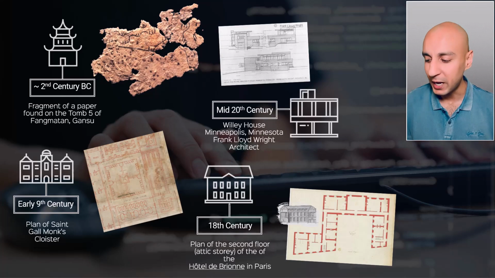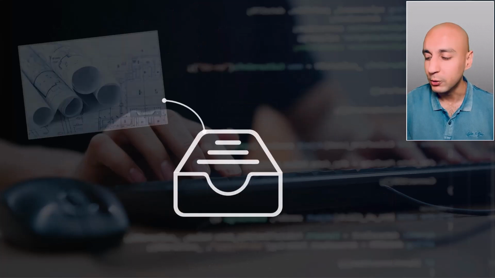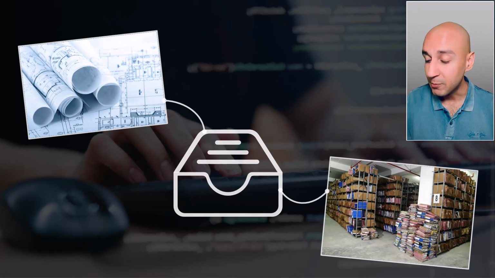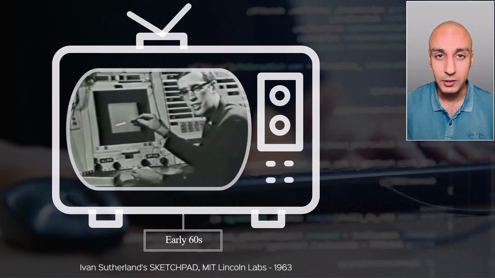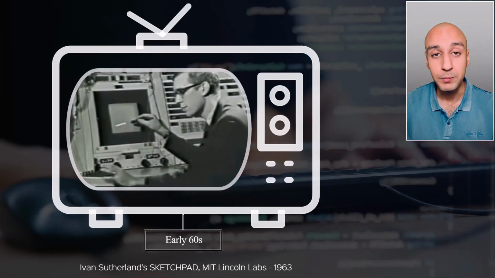It all starts with paper. Paper was the original design application. It's been used by engineers and architects to design infrastructure assets for centuries. It's the only way we knew how to store data. Then back in the 1960s, this changed. We saw the emergence of the first CAD software.